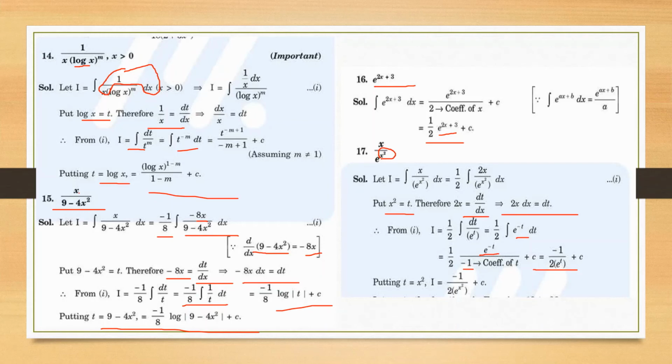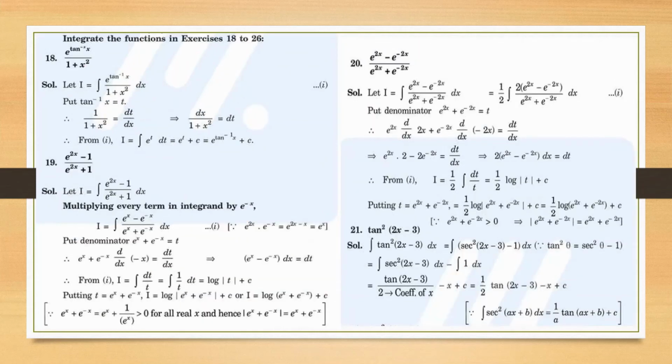Number 18, e raised to power tan inverse x upon 1 plus x square. Now see, the derivative of tan inverse x is 1 upon 1 plus x square. So you will get dx upon 1 plus x square as dt. So see, this is your dt, and this is your e raised to power t, whose integral is e raised to power t plus c. Put back your t as tan inverse x, and this is the answer.